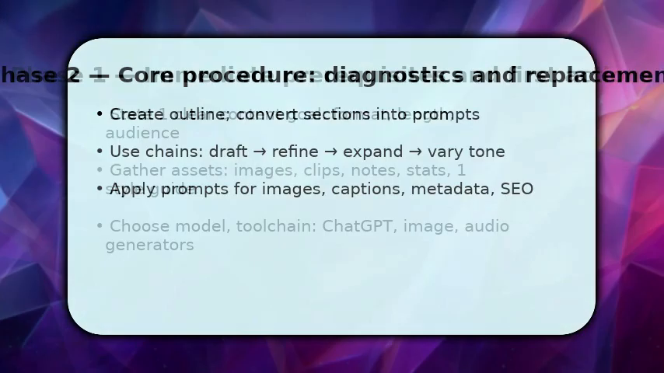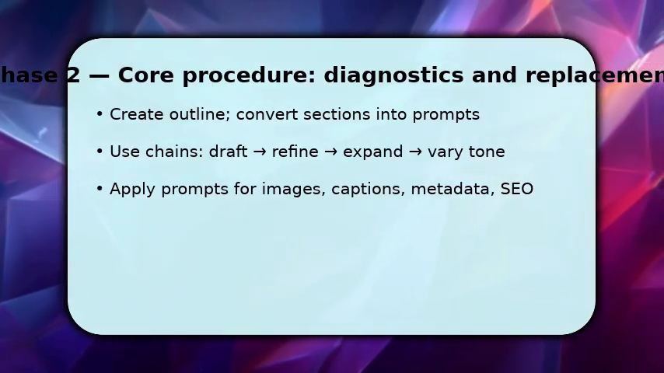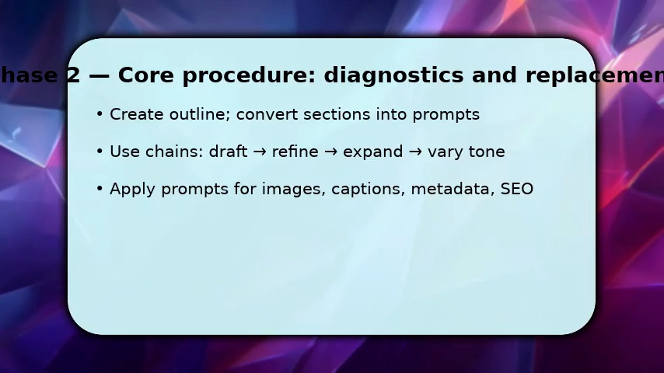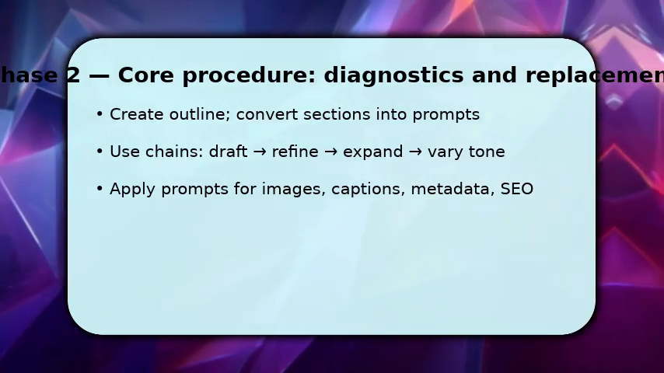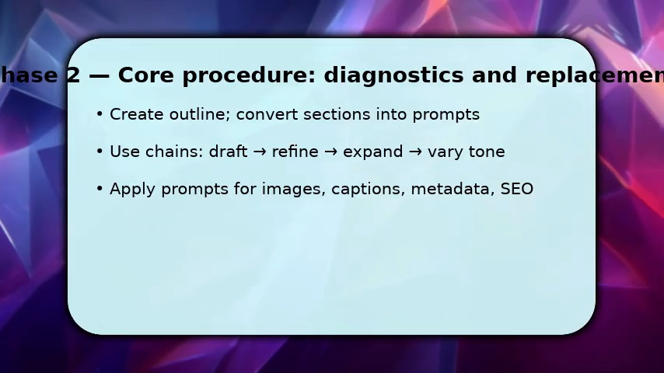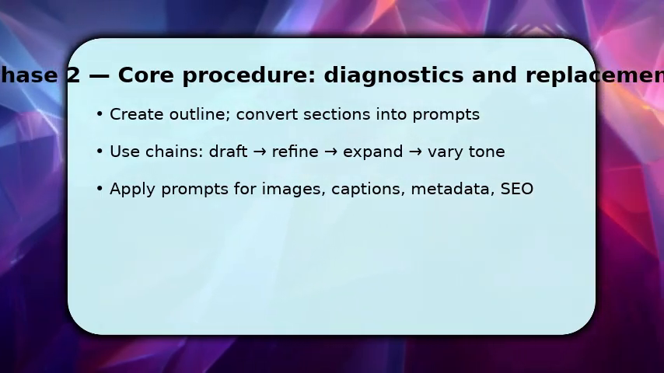You use the outline to drive focused prompts for each section: title, intro, subheads, and calls to action. Once you get a draft, ask the model to refine tone, shorten or expand sections, and produce variations. Iterate until clarity and voice match your guide.